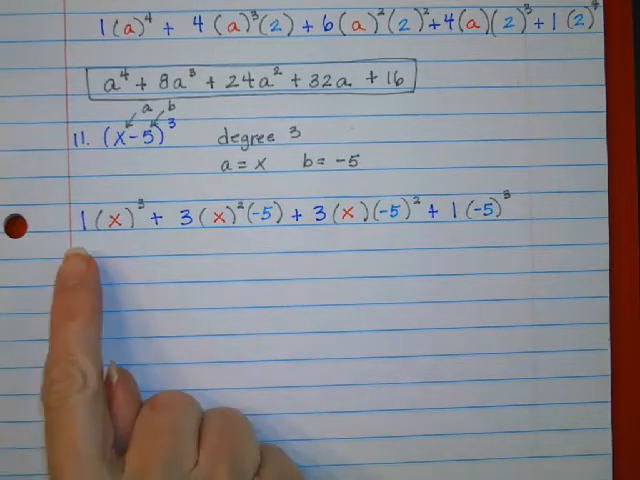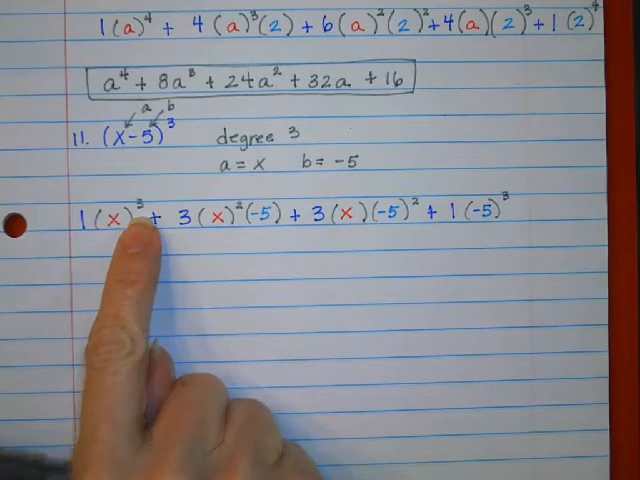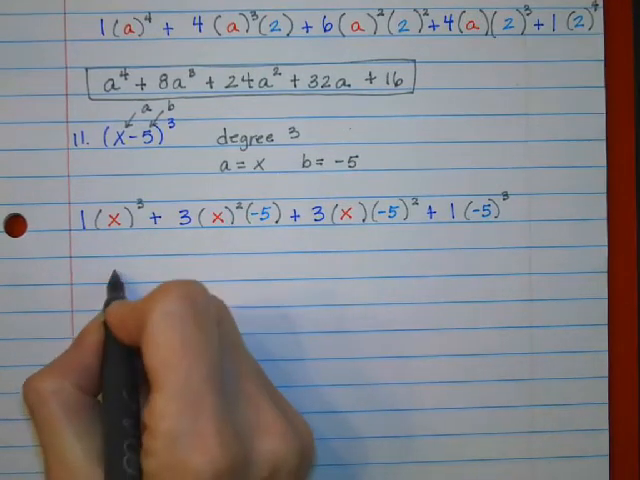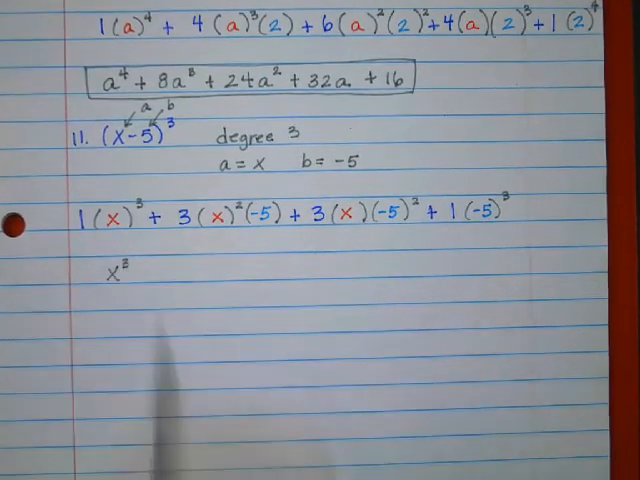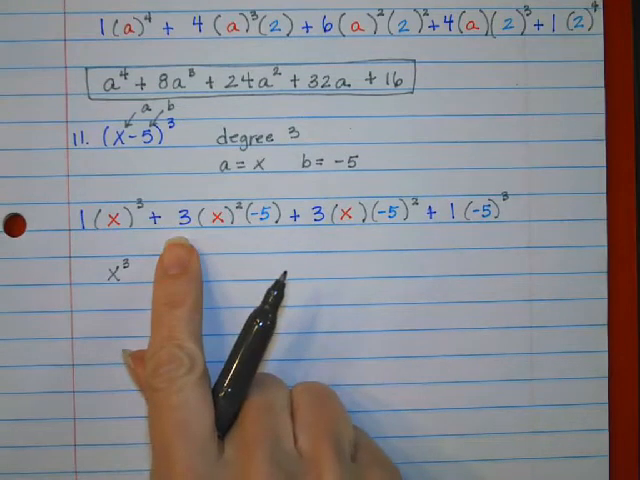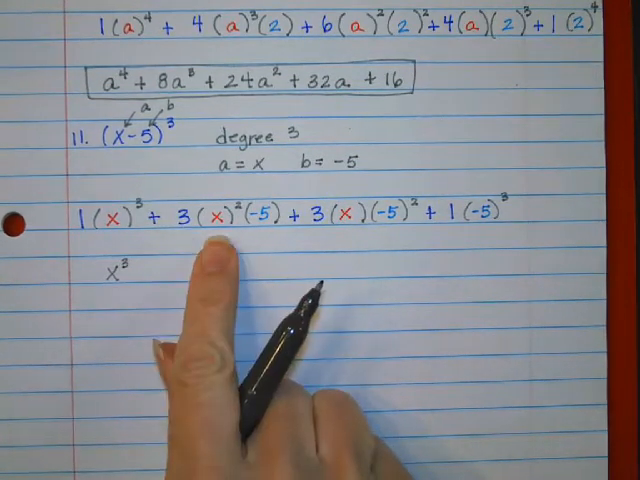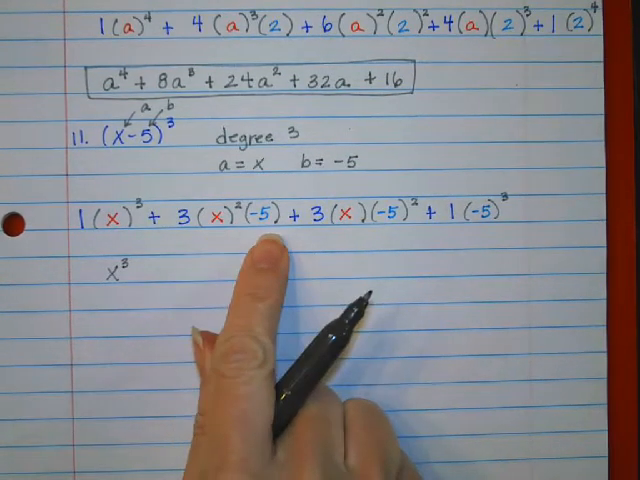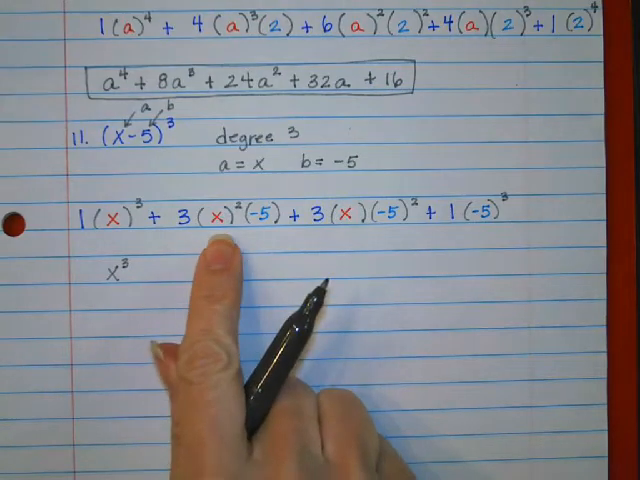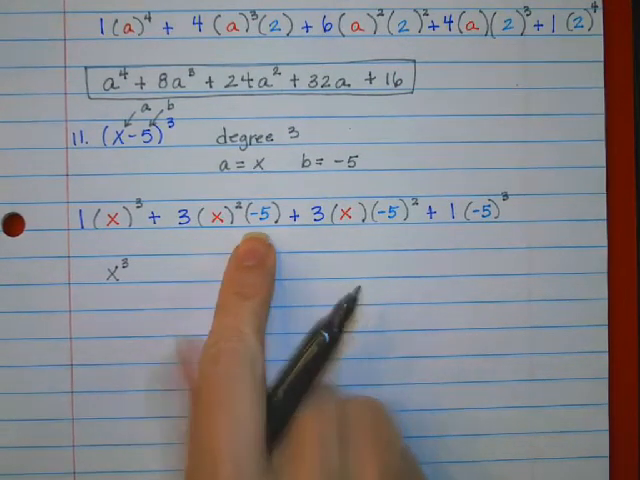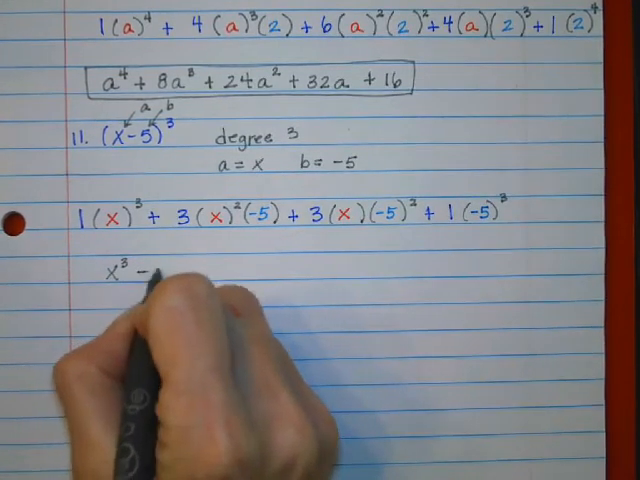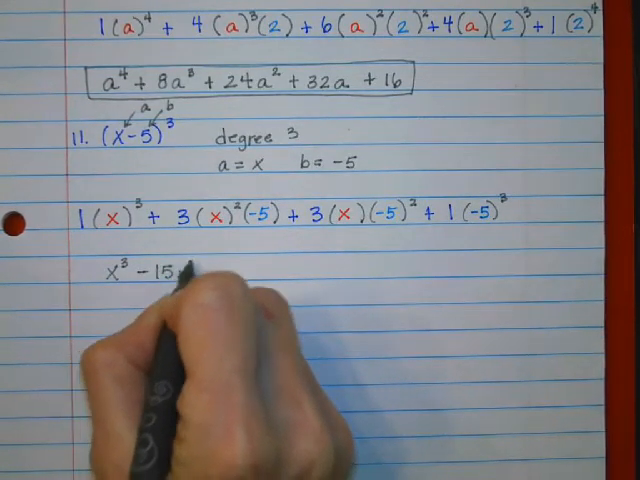So here we just got 1 times x cubed. Well, 1 times x cubed is 1x cubed. So here now we've got 3 times x squared times negative 5. Well, since this is a variable, it just stays x squared. So now I've got 3 times negative 5, which is negative 15, and then we have our x squared.